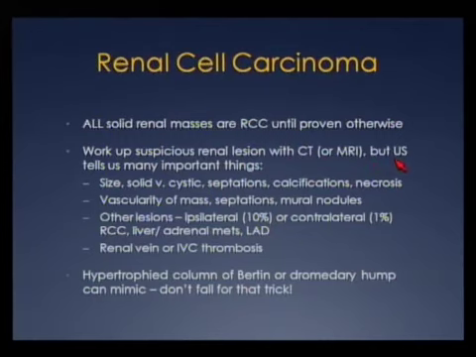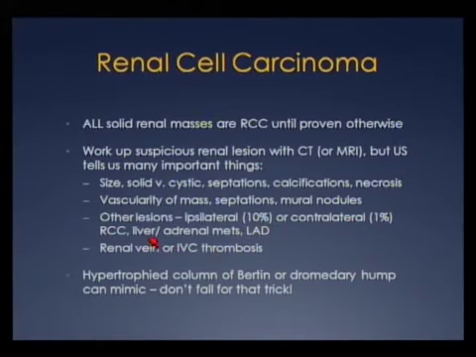So just because we see it doesn't mean we stop. We should still try and characterize it as much as possible. How big is the lesion? Is it solid? Is it cystic? Are there septations? Is there calcification? Is there necrosis? What about the vascularity of the lesion or of the septations? Is there mural nodularity? Are there other lesions in the kidney? 10% of renal cell carcinomas have another lesion in the same kidney. 1% have a contralateral renal cell carcinoma.